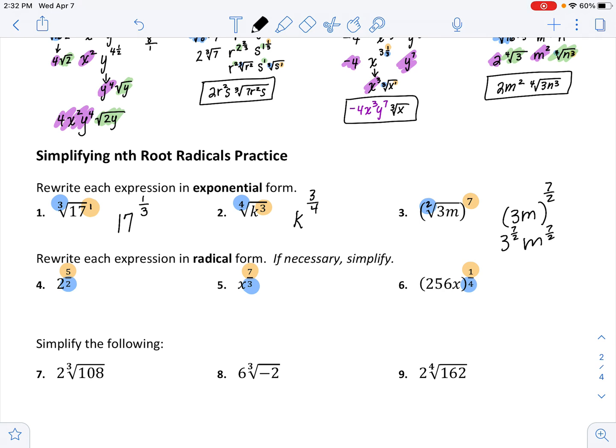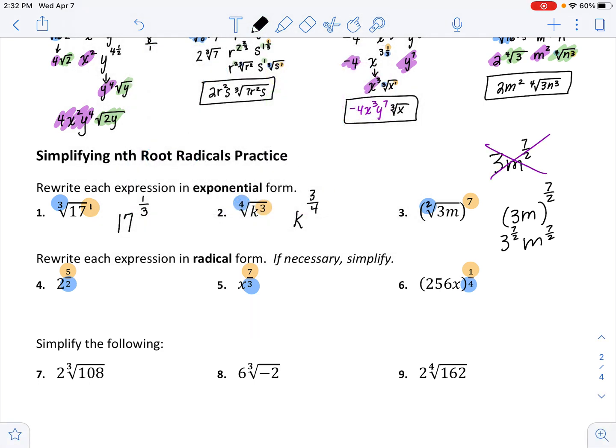You can leave it with but you have to have the parentheses around it if you're not going to write it that way. So you couldn't write it like this. Okay, this wouldn't work because that would only be giving the 7/2 to the m and not to the 3. So that would not work.